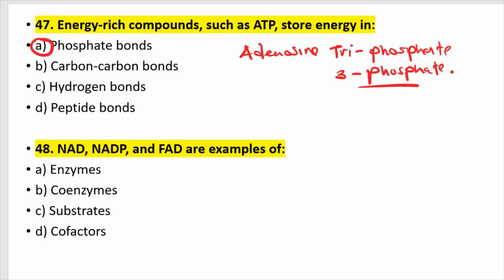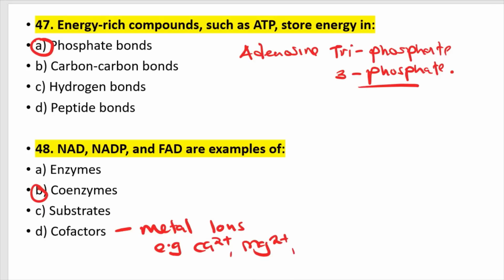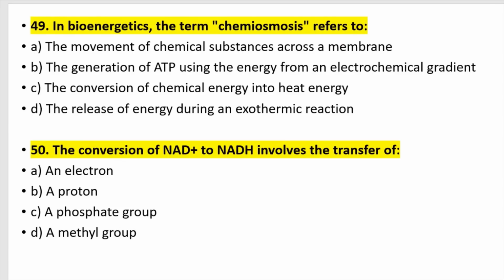NAD, NADP, and FAD are examples of what we call coenzymes. So these are coenzymes. Cofactors are metal ions. E.g., you've got calcium, magnesium, zinc. So these are the cofactors. Substrates are just molecules that enzymes act on.